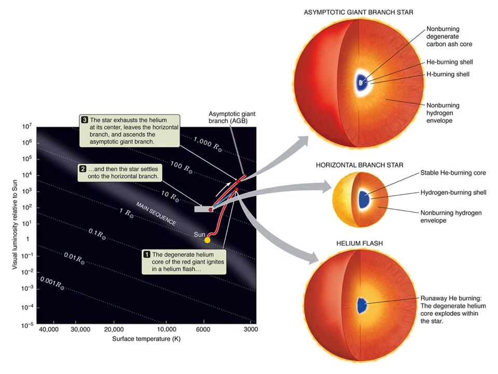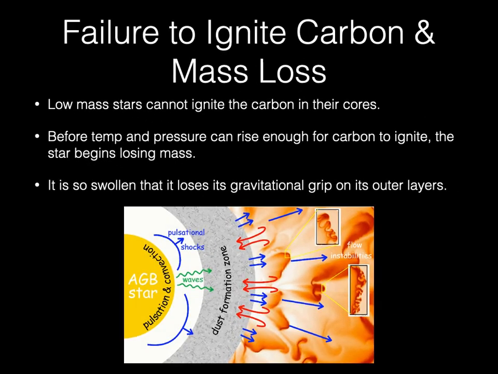Okay, so it won't necessarily make a degenerate carbon core. It needs to be big enough to do that, so they won't all go through that. For our star, and for a lot of lower mass stars, they won't be able to ignite the carbon that's in their core. That will be the end.